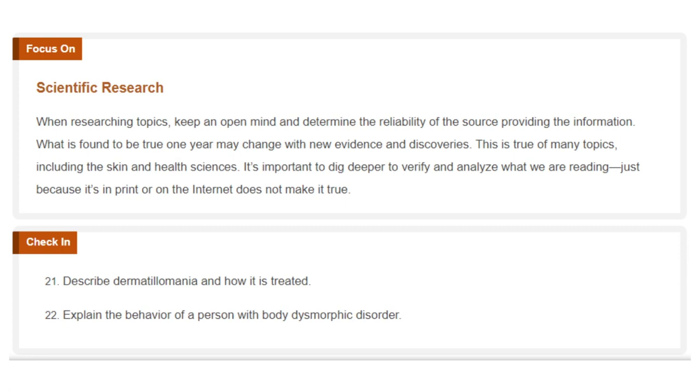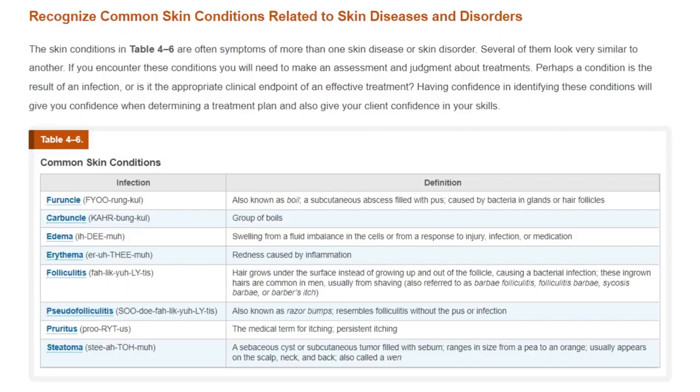Check in. Describe dermatillomania and how it is treated. Explain the behavior of a person with body dysmorphic disorder. Recognize common skin conditions related to skin diseases and disorders.